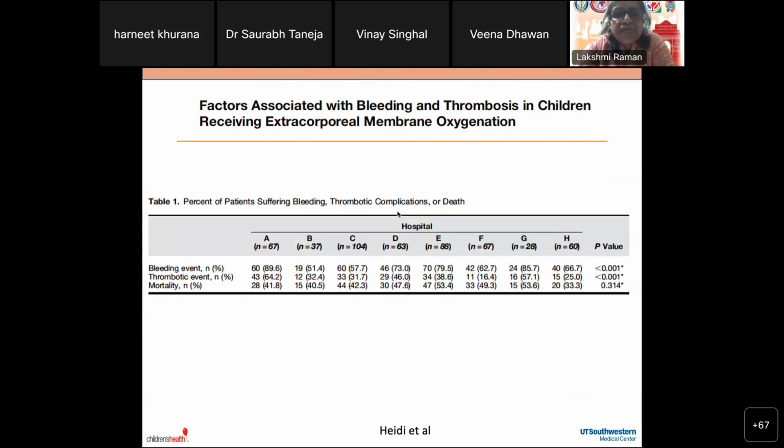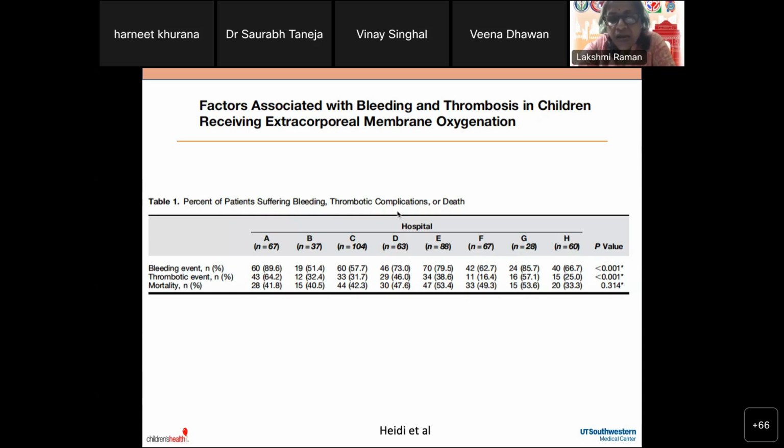So this is a study that was published by Heidi a few years ago. It was a multi-center study in pediatric and neonatal ECMO that looked at bleeding and clotting complications. As you can see, it was variable between the centers in terms of the bleeding and the thrombotic events. Each letter of the alphabet represents each center. However, the impact on mortality between the centers was not significant.